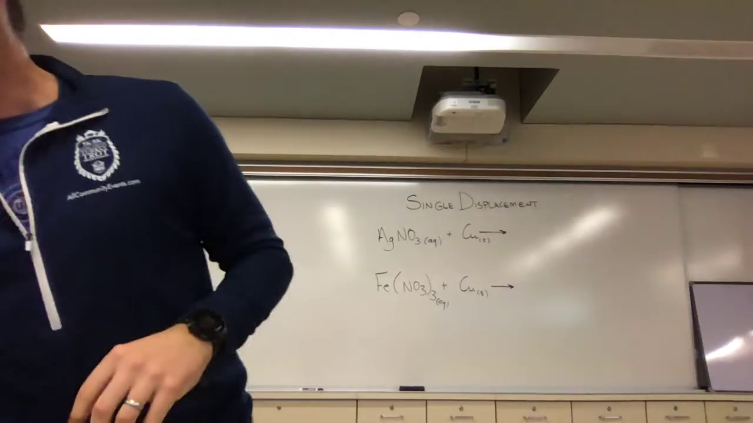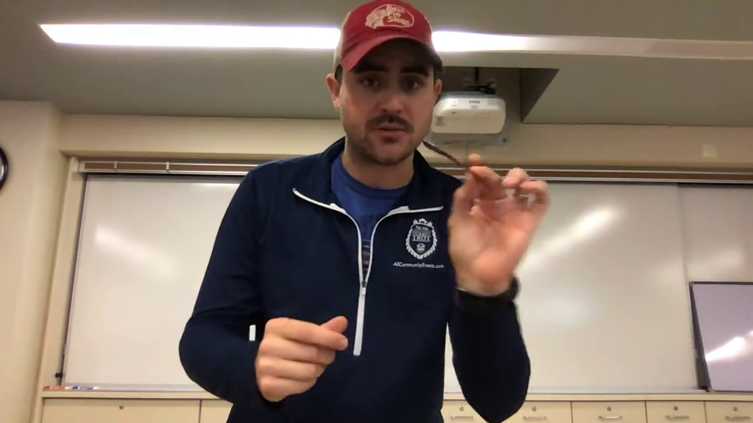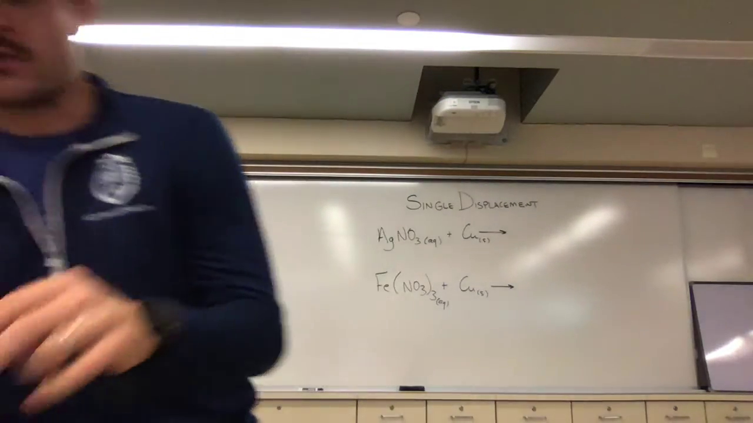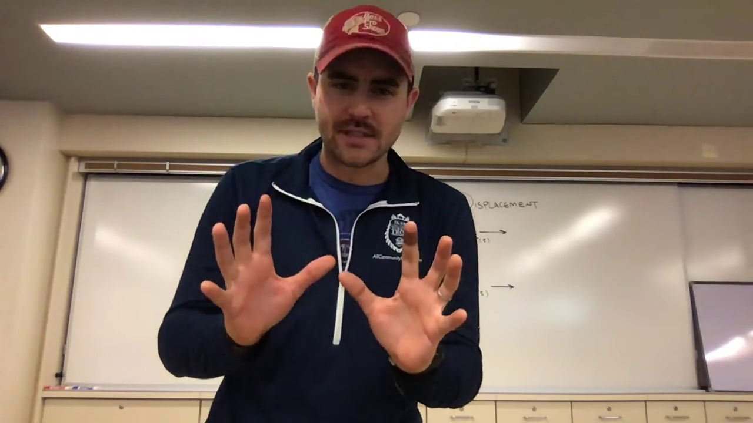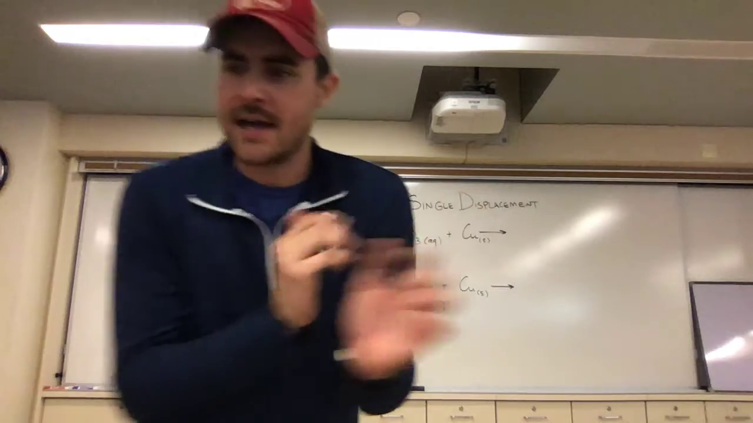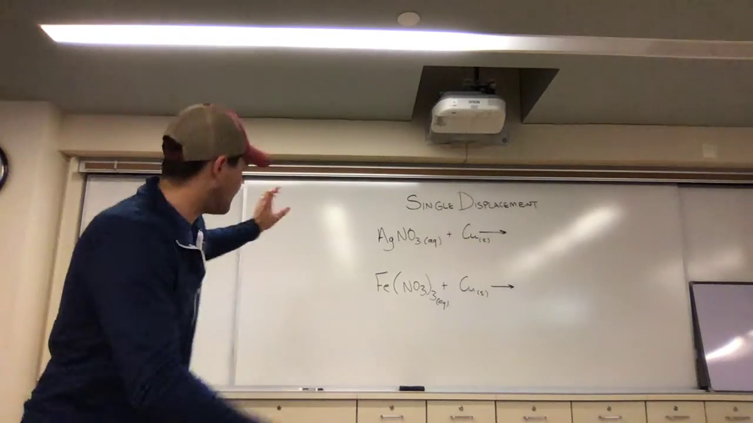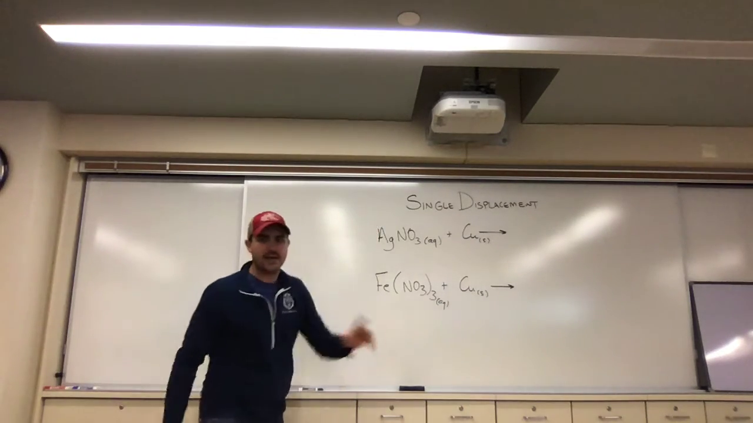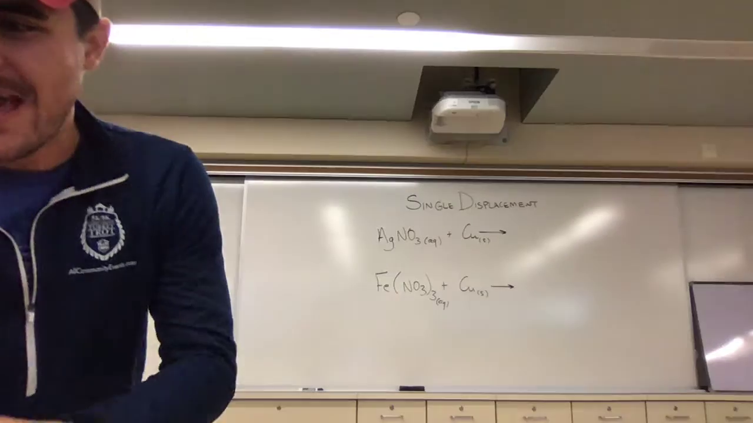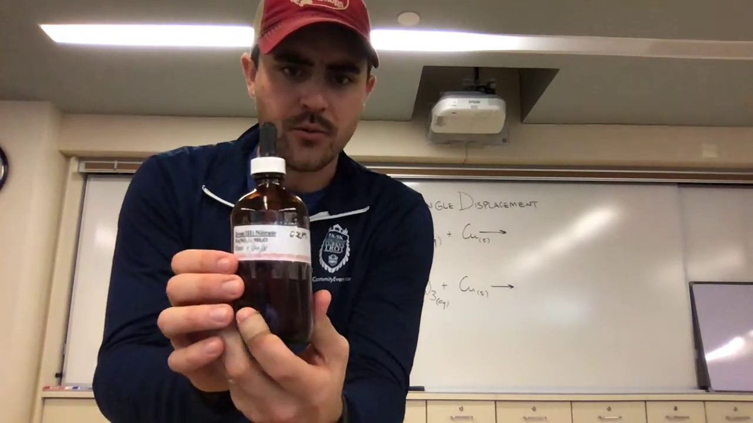I have got some pure copper solid that I found in the chemistry classroom. I also have two other aqueous chemicals, not liquid chemicals, aqueous. Ions in water, ions in solution, aqueous. I have got silver nitrate, AgNO3. I found some aqueous silver nitrate in the classroom, and I also have some aqueous iron 3 nitrate in the classroom. Iron 3 nitrate.